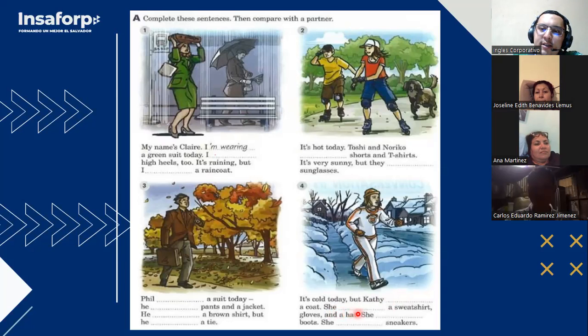Mire, teacher, no sé por qué, pero sí me sale la continuación de la conversación. Pero la tapa las opciones. El chat, grabar, compartir pantalla, aplicaciones. Esa parte me la tapa, por eso.